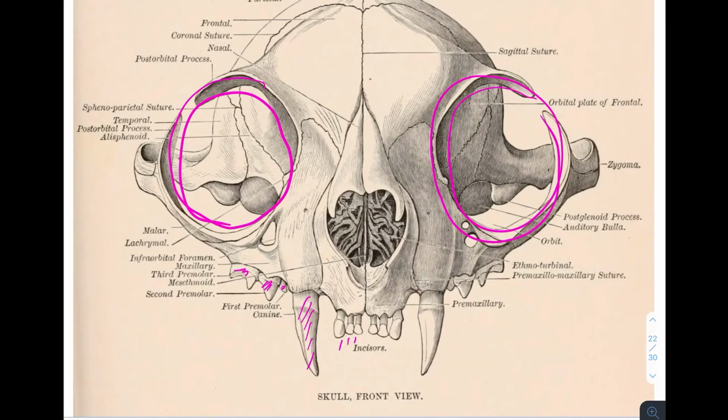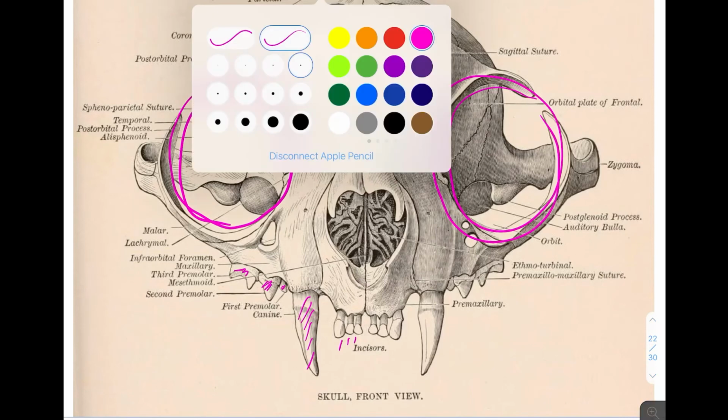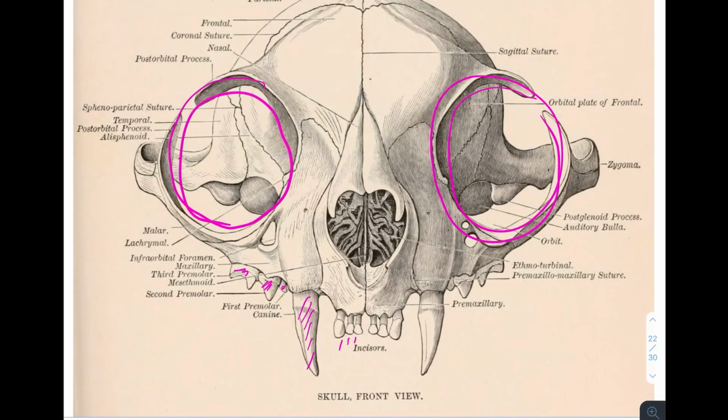Now, this picture really shows you well how that premaxilla is giving rise to those incisors right there. So the premaxilla is where the incisors originate. And then right after that premaxilla, you have the maxilla, which is going to house the rest of those teeth.